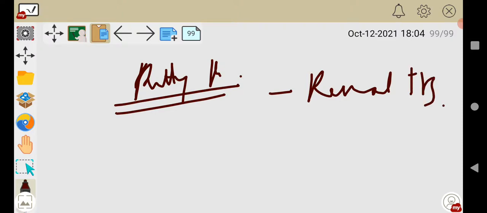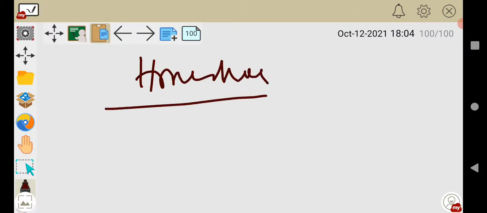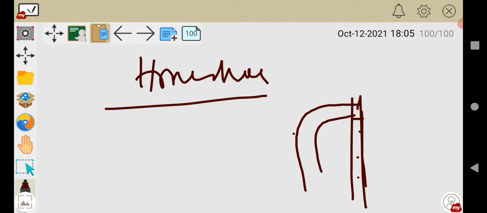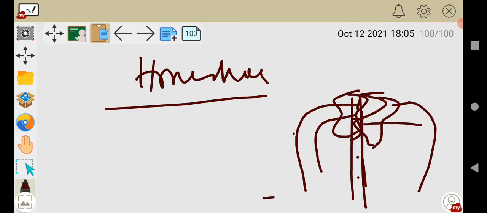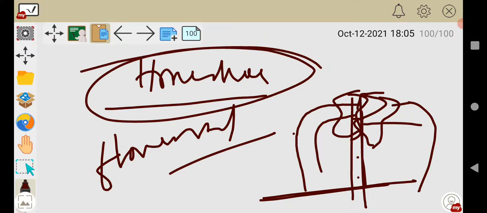Then there may be an appearance of flower buds. What I'm saying is about horseshoe-shaped kidney. If this is the vertebra, it may appear that two kidneys are going and shaking hands with each other, right, like this. So it is called flower buds appearance or shaking hand appearance, seen in horseshoe kidney, right.